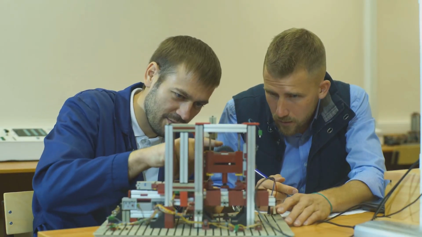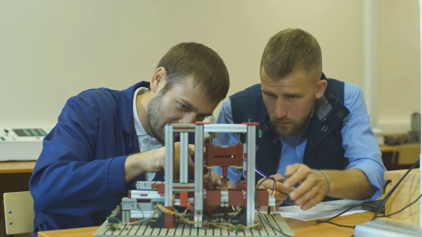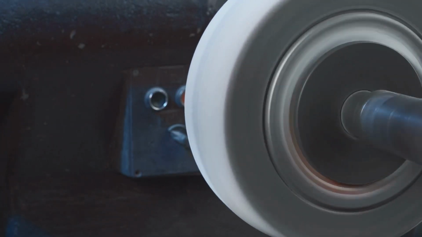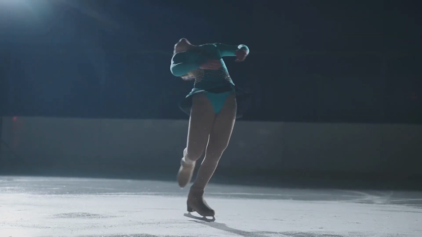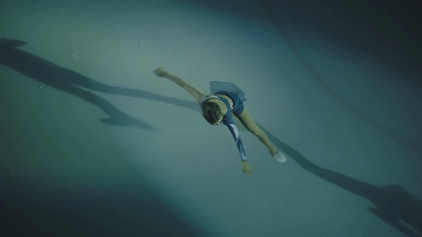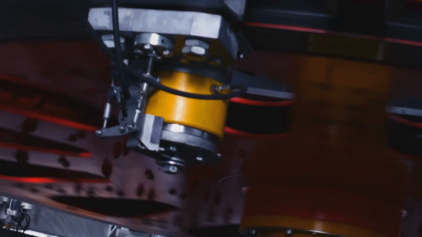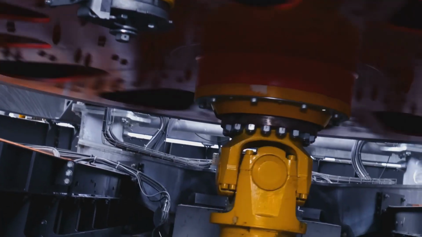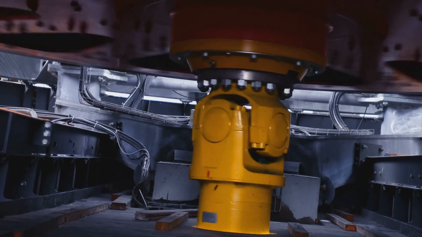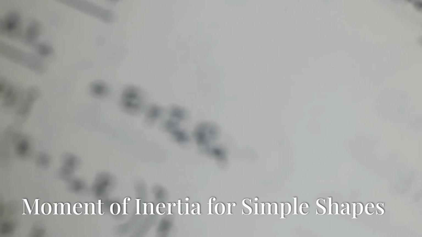Section 5. Spinning right round: moment of inertia in action. Moment of inertia is crucial in many aspects of engineering and physics. It determines how easily an object can be rotated, which is essential for designing things that spin or resist spinning. For instance, a figure skater spins faster when they pull their arms in. This is because they're decreasing their moment of inertia. Similarly, flywheels used for energy storage are designed with high moments of inertia to resist changes in their rotational speed, allowing them to store energy efficiently.